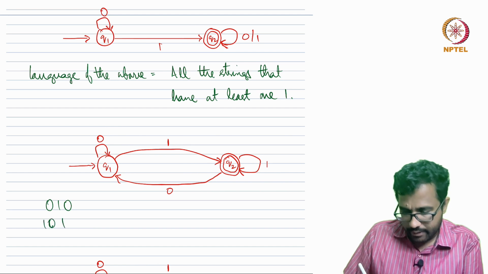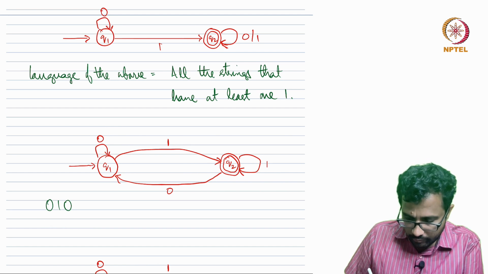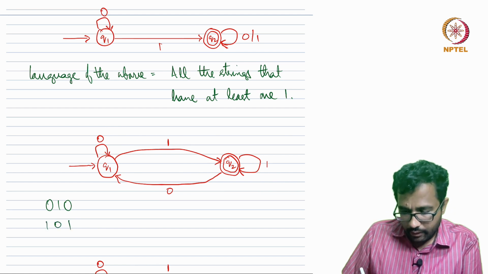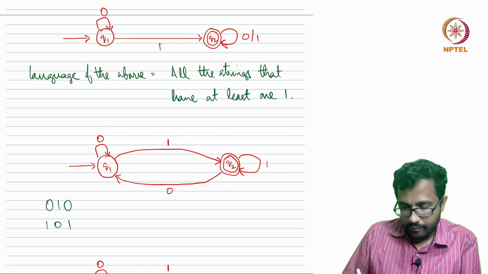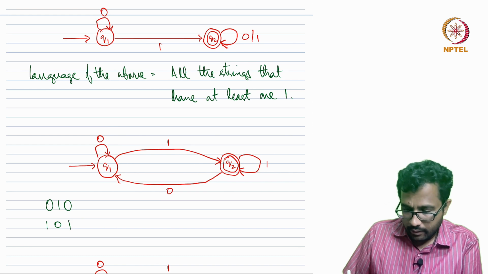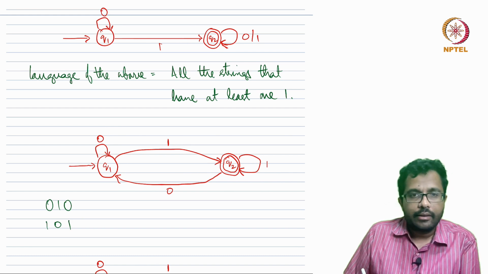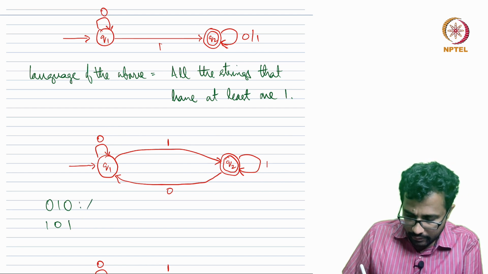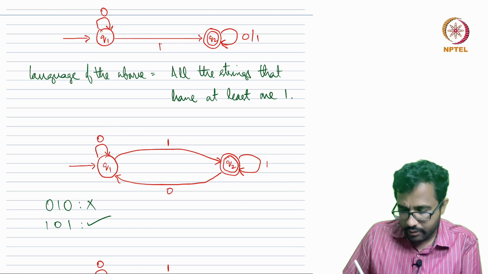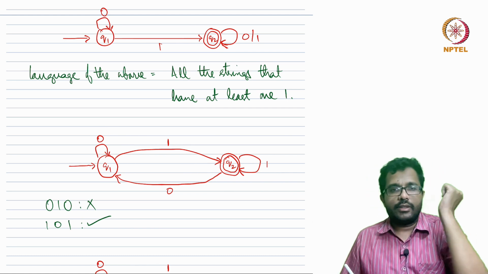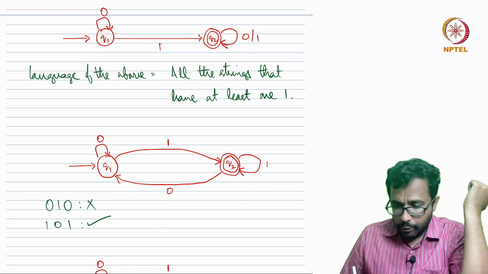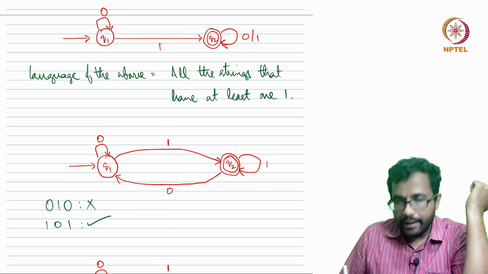1, 0, 1, for instance. The first symbol is 1, the 1 takes you to Q2, the 0 takes you to Q1, and the 1 takes you to Q2 again. This is accepted. So 0, 1, 0 is not accepted, while 1, 0, 1 is accepted. So now you may be seeing what is going on here, right? For it to be accepted, you have to end in Q2.